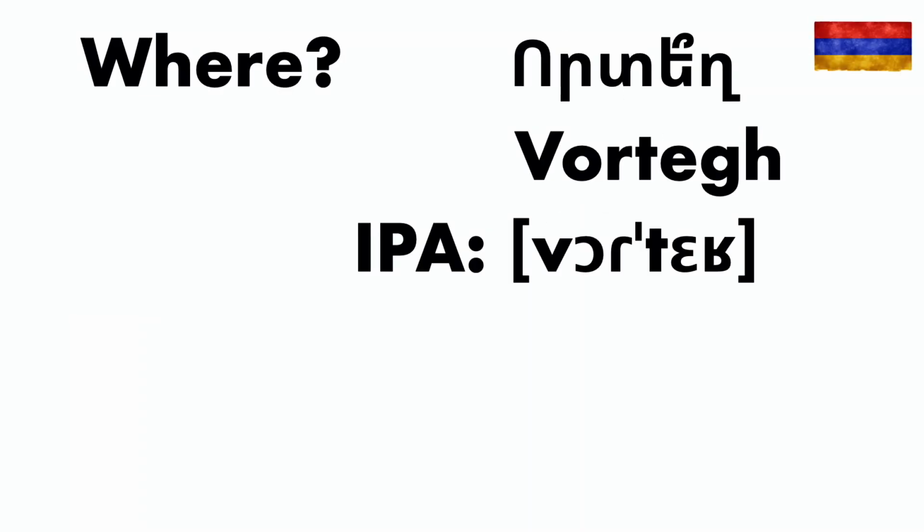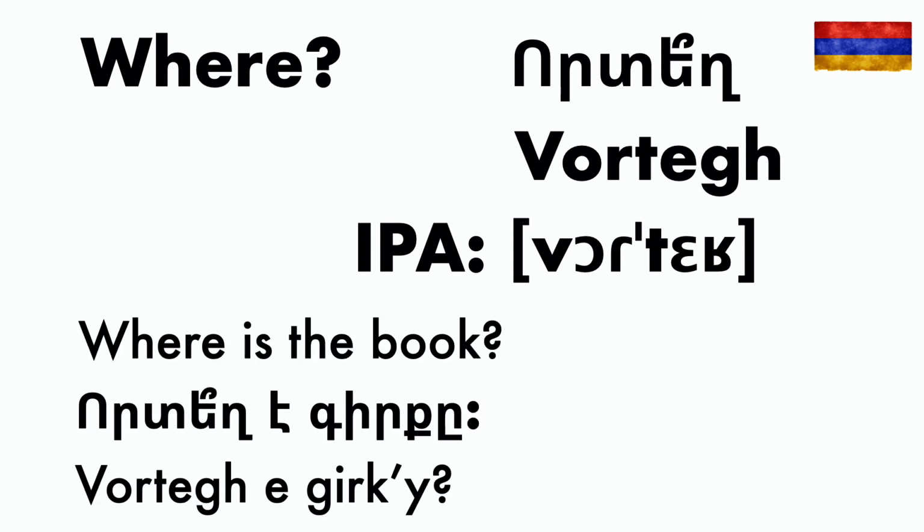The next one is where. Որտեղ. The question, where is the book? Որտեղ է գիրքը? Where is the book?